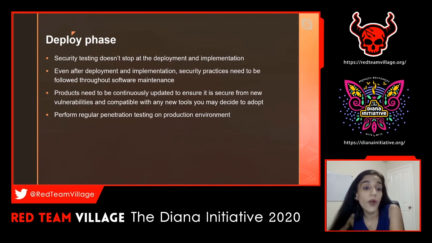Last is our deployment phase. In this phase, your code is already in production. You have already done all the checklist. So what's next? Very important: security is still important. Security does not stop because you have reached deployment and implementation. Even after deployment and implementation, security practices need to be followed. We need to continuously test our application for any new vulnerabilities. There are tons of zero-day vulnerabilities, so we need to make sure that we are continuously testing for those. It's a good practice to perform a regular penetration test on the production environment.